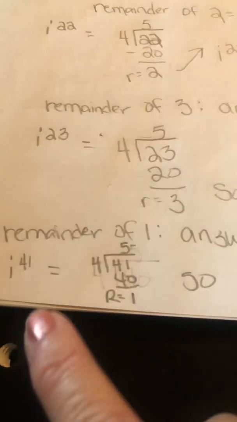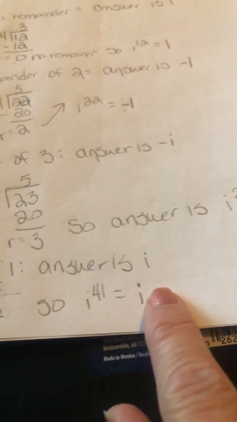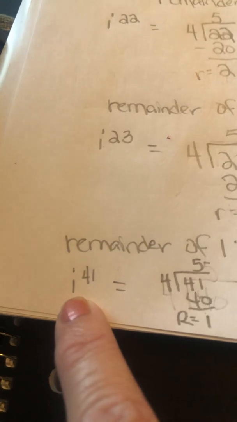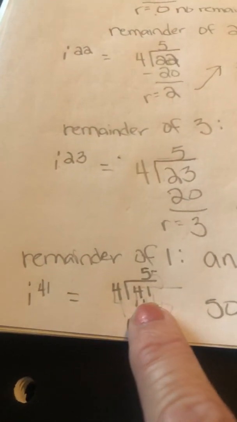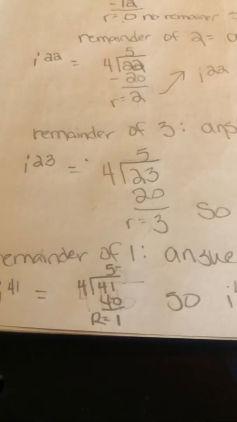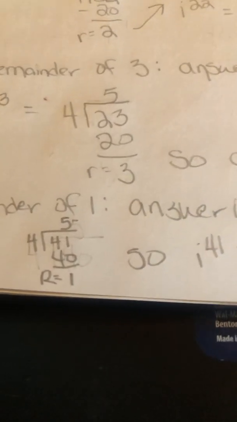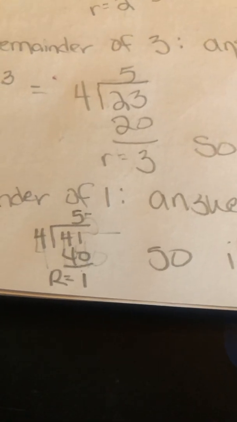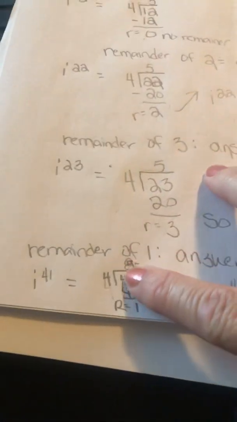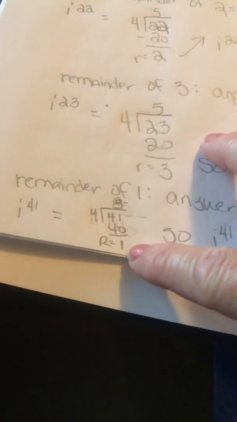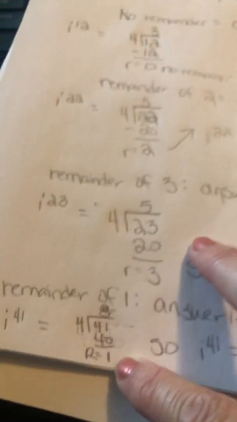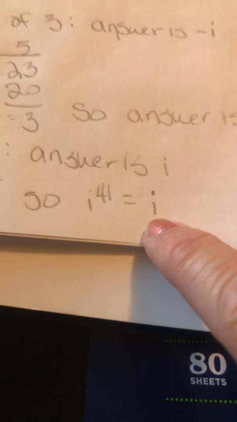Now, if we have a remainder of 1, the answer is i. For instance, i to the 41st power. You would take 4, divide it into 41, which is equal to 5. And then 5 times 4 is 20. And I'm sorry, that should have been 10. Sorry, let me change that real quick. I just noticed that. Okay, 10. And so, therefore, 4 times 10 is 40 with a remainder of 1. So, remember, if our remainder is 1, the answer is i. So, i to the 41st power is i.